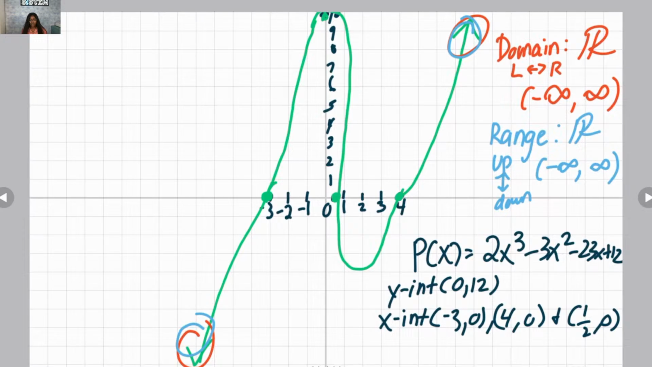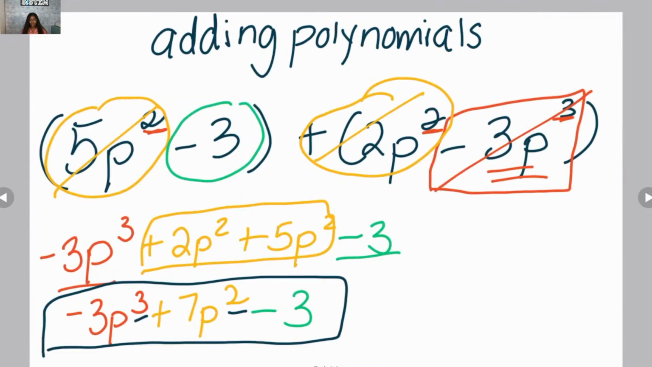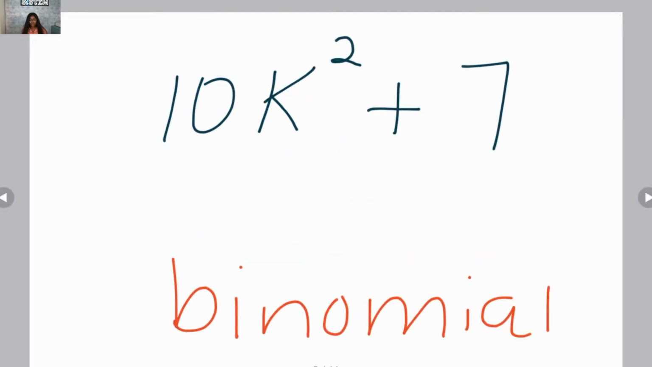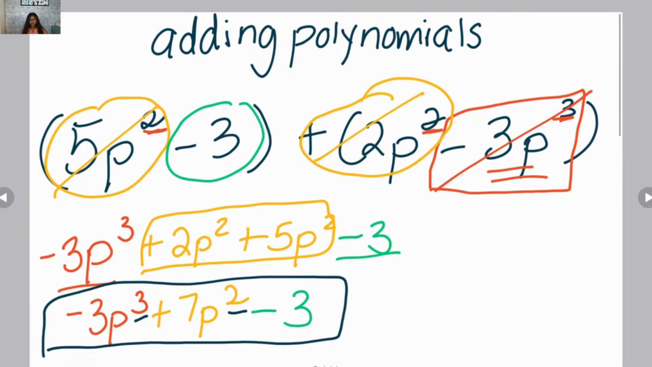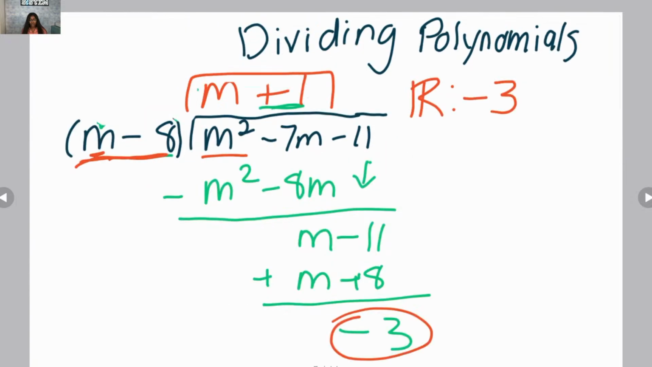That was kind of a long one, I know, but we honestly hit a bunch of topics. We hit how to name polynomials. We hit how to add them. So this is from the algebra section. So we learned how to name them. We know binomial now. We know how to add them. This is like terms and you combine them. We learned how to multiply polynomials. We learned how to divide them using this long division method.